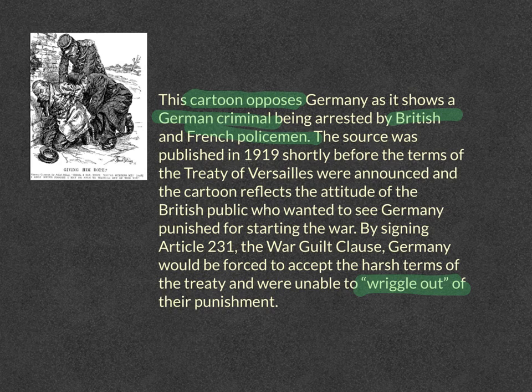It also talks about specific details, knowledge that is included, such as its reference to Article 231, the War Guilt Clause. And finally, it makes use of the provenance of the source by saying how it reflects the attitude of the British public. So, all in all, this is a good answer for a 4-mark question at the very start of this conflicts and tension exam.